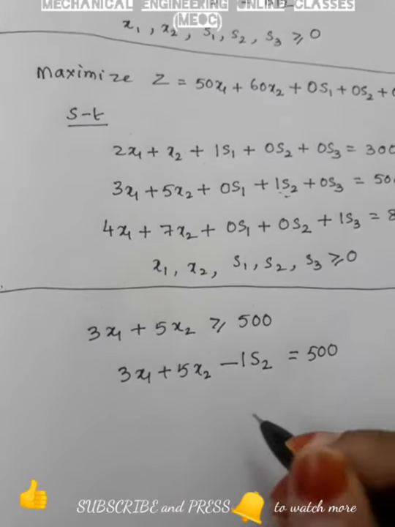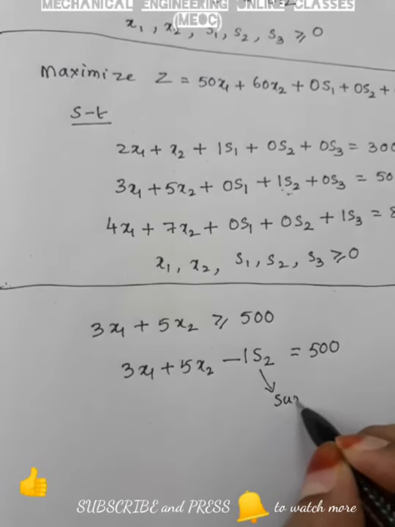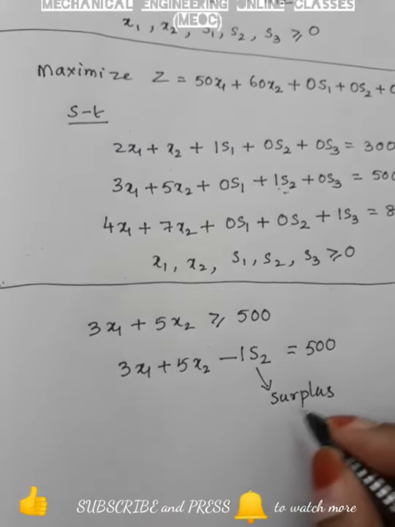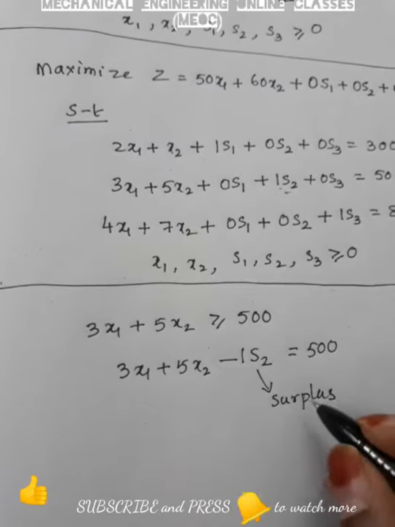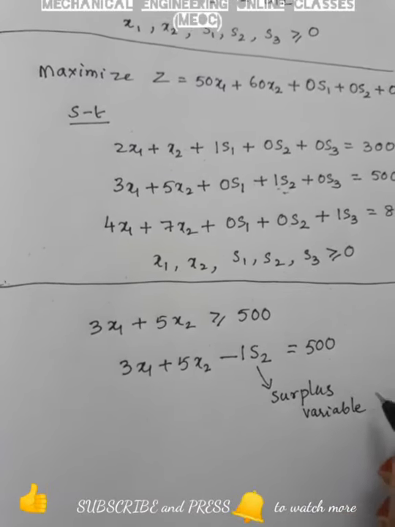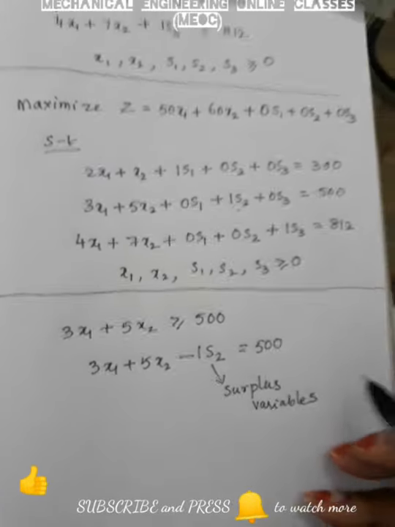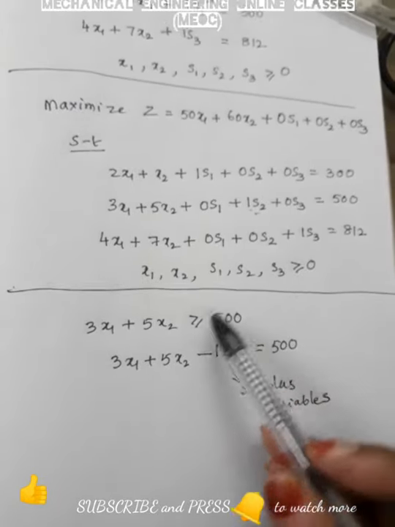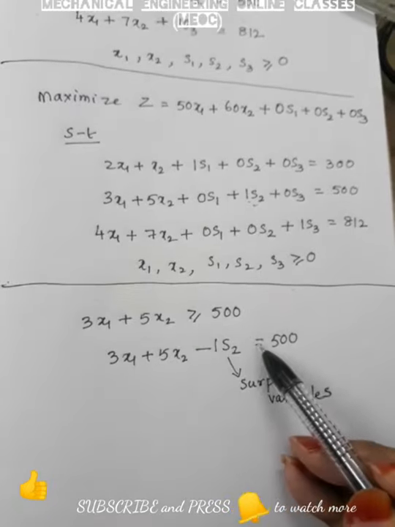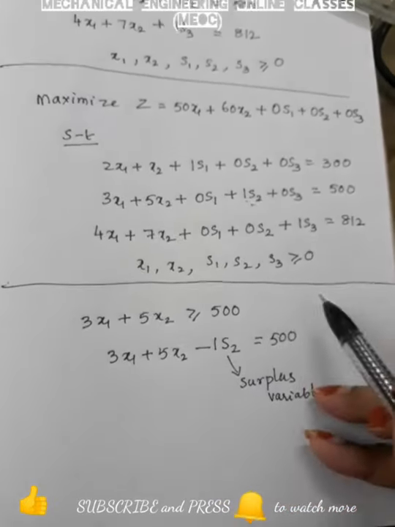So whatever I am subtracting from the left hand side is called a surplus variable. That means whatever is more, that I am subtracting on the left hand side. That's why it is called surplus. Surplus means more. So such variables which I am subtracting from the left hand side are called surplus variables. So this is how, when you have to convert a greater than or equal to into equality, you have to subtract one quantity while doing the standard form.